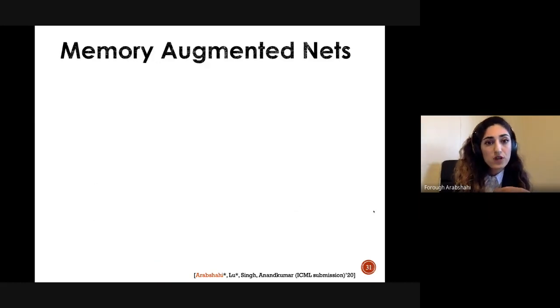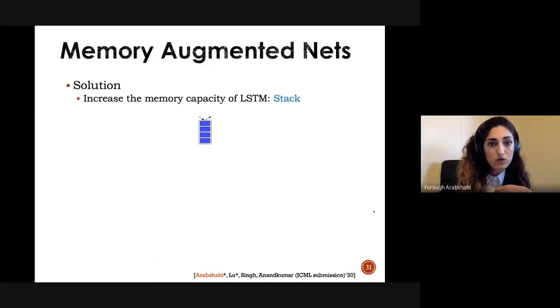So in order to solve this, what we propose is to increase the memory capacity of each LSTM cell using a stack. The LSTM cell itself is trained to push and pop to that stack.